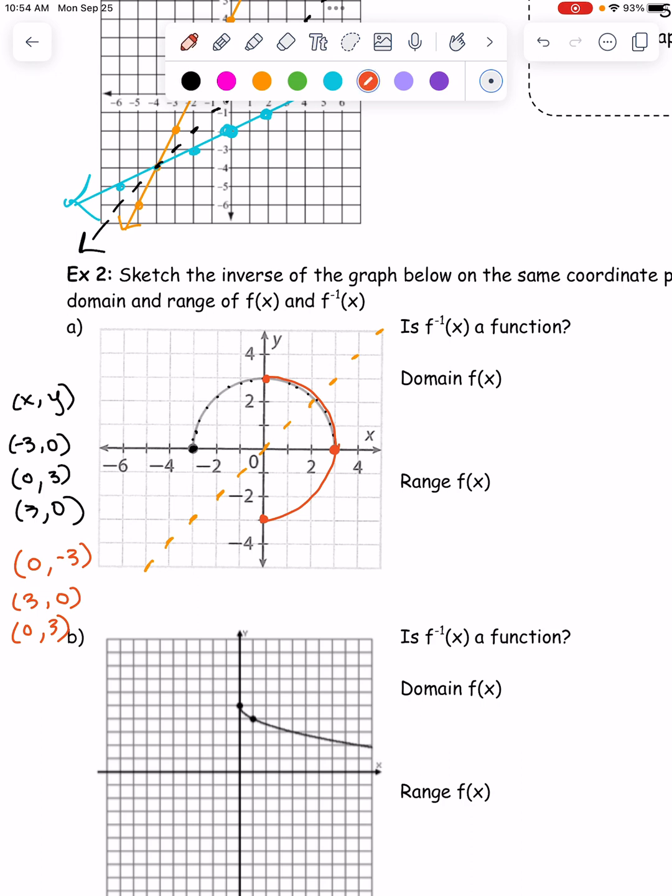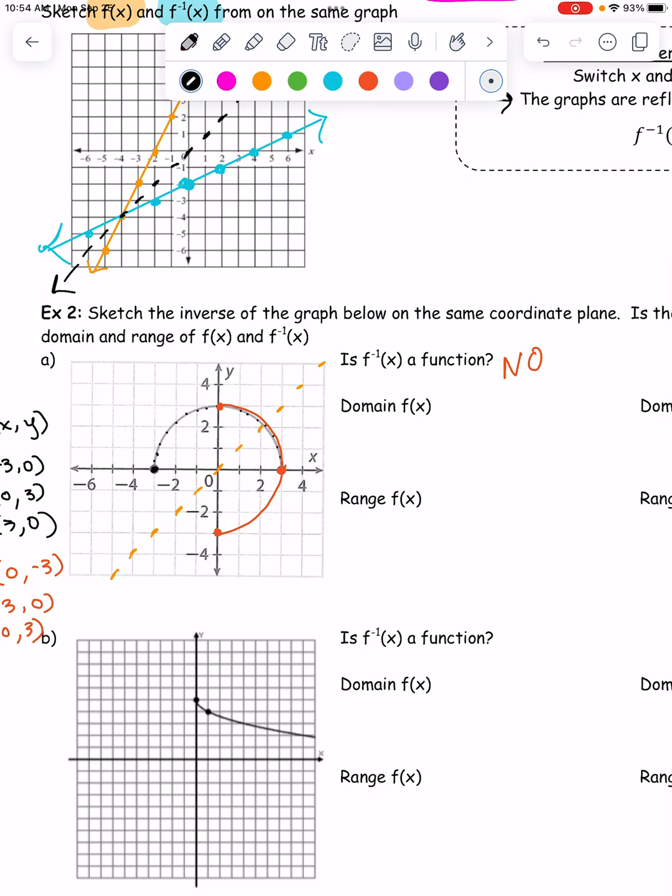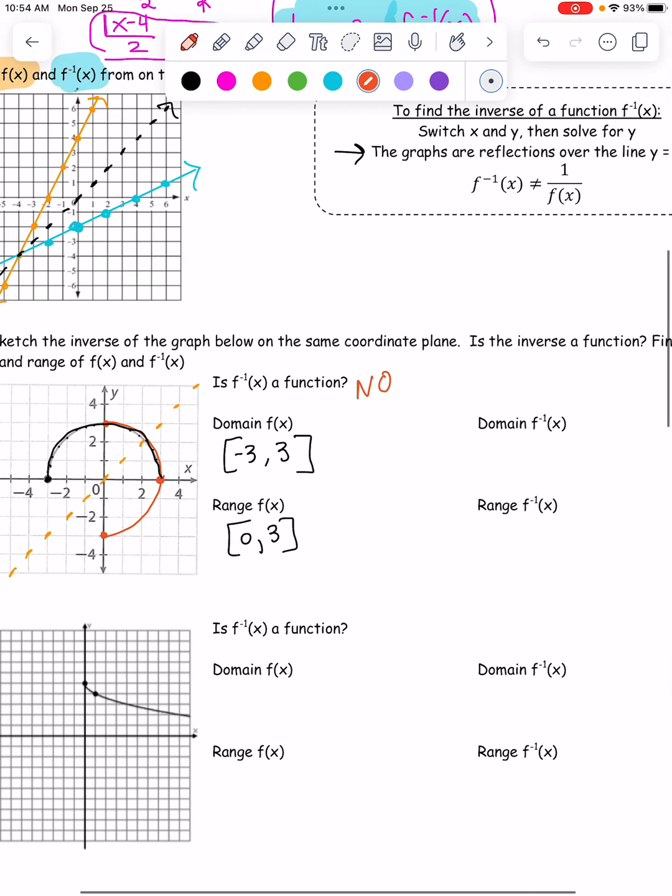So what they want to know is, is that inverse a function? Well, I can see right there it doesn't pass the vertical line test, so no, it's not a function. Now what we're going to do is find the domain and the range of both the original and of the inverse. So the original graph was in black from here to here. The domain would be from -3 all the way to +3, and the range would be from 0 to 3. Both of those are included. Now if I'm looking at that orange reddish, what we graphed for the inverse, the domain would be from 0 to 3, and the range would be from -3 to +3.